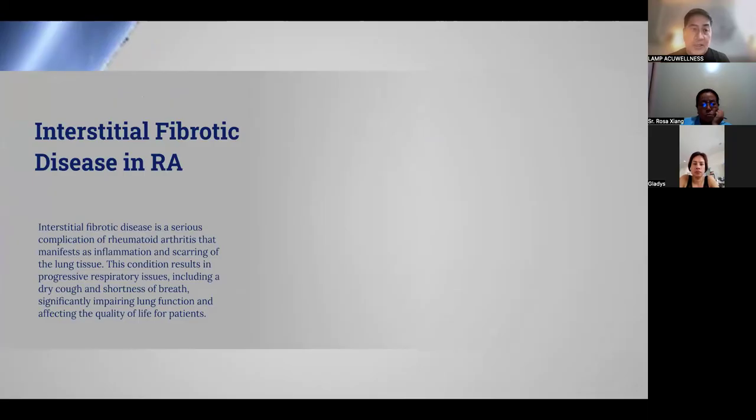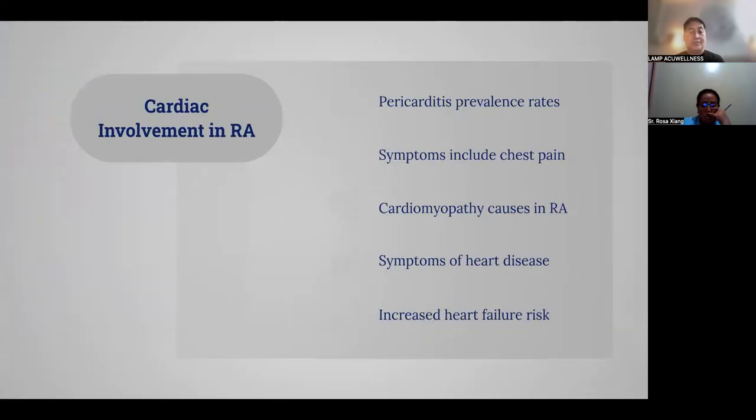This is a serious complication of RA. Okay, because in interstitial fibrotic disease, there is already scarring of the lung tissue, no? So when there's scarring, medyo it's a little bit late na. So there will be progressive respiratory issues. So especially if the cough doesn't stop, no? So dry cough, shortness of breath. And of course, the quality of life will be affected.